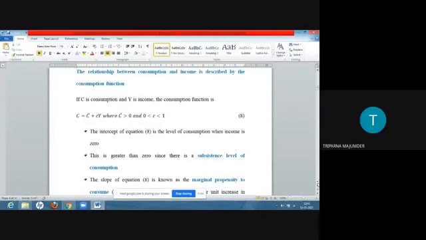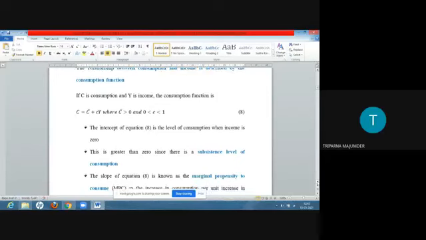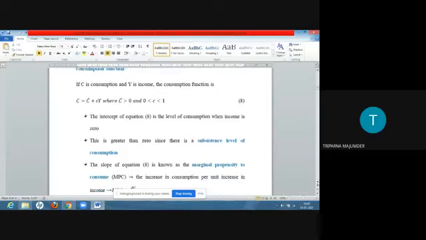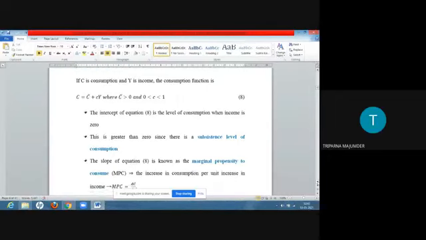The intercept of equation 8 is the level of consumption when income is 0. This is greater than 0 since there is a subsistence level of consumption. I hope you know the meaning of subsistence level. That is the minimum level of consumption needed to survive. No one can survive at a consumption level below this. So this is known as the subsistence level of consumption.